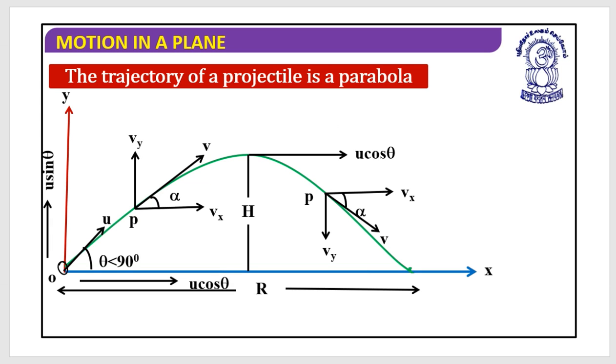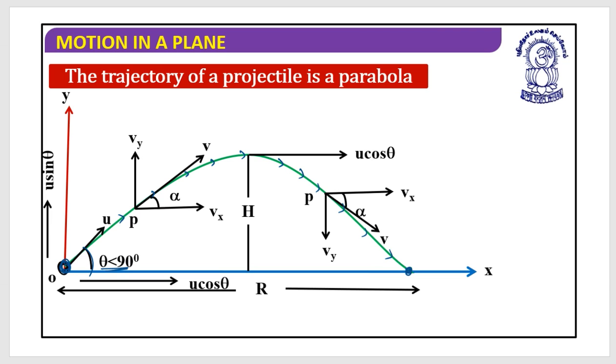Suppose this is the origin from where I am going to project my object with a certain angle theta. You can see here theta is less than 90 degrees, and theta is not equal to 0. Suppose you have thrown this with velocity u while making an angle theta with the horizontal. Its trajectory would look like this: it has been released from here and it is going to land at this position.